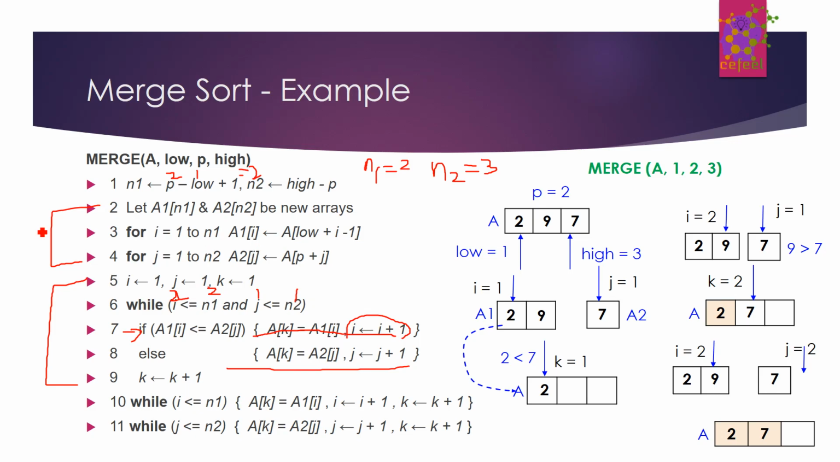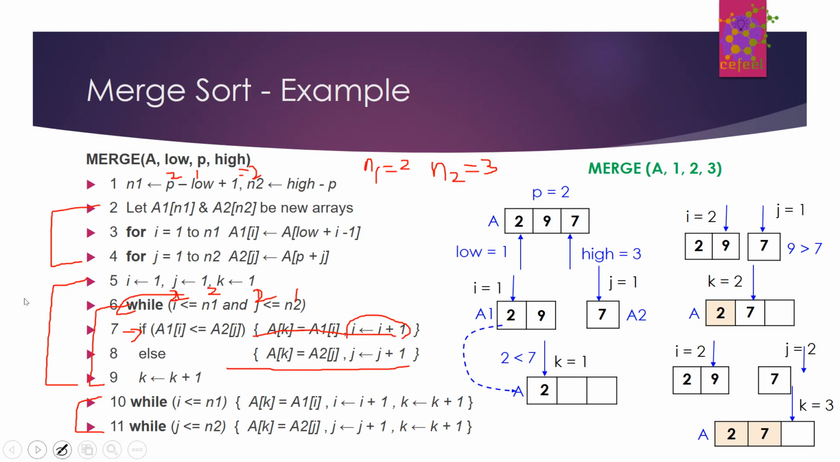Now we go back to step 6 again. In step 6, notice this condition will fail because I is still at 2, but j has also become 2 and j is no longer less than 2. So this while condition will fail, and we will come to the next set of while conditions, where we just copy the extra element that is remaining in the array.